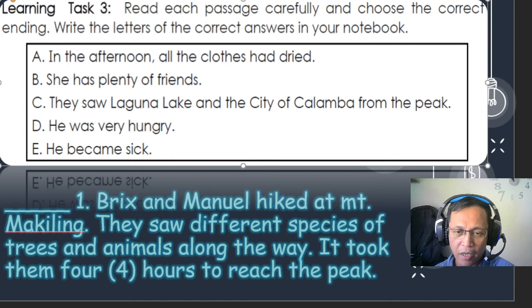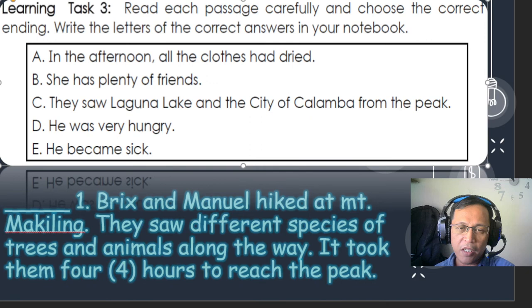What would be the possible ending? The choices are A. In the afternoon, all the clothes have dried. Letter B. She has plenty of friends. Letter C. They saw the Laguna Lake and the city of Calamba from the peak. Now, choice letter D. He was very hungry. And the last option would be letter E. He became sick.